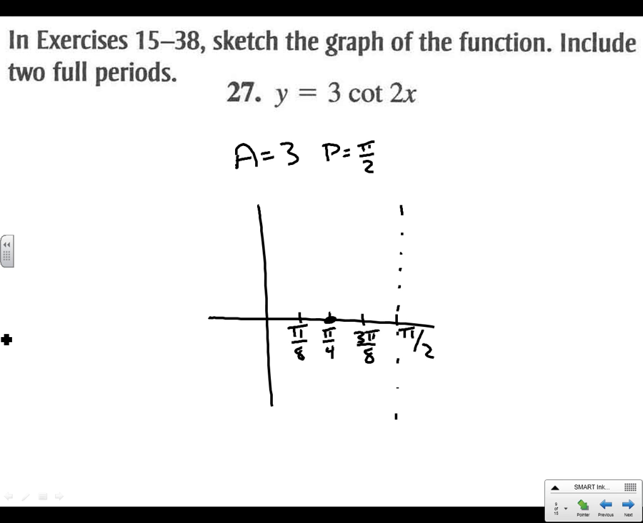Middle point, 3, -3. Start high, finish low. Connect your dots in a nice curve. There you have it.